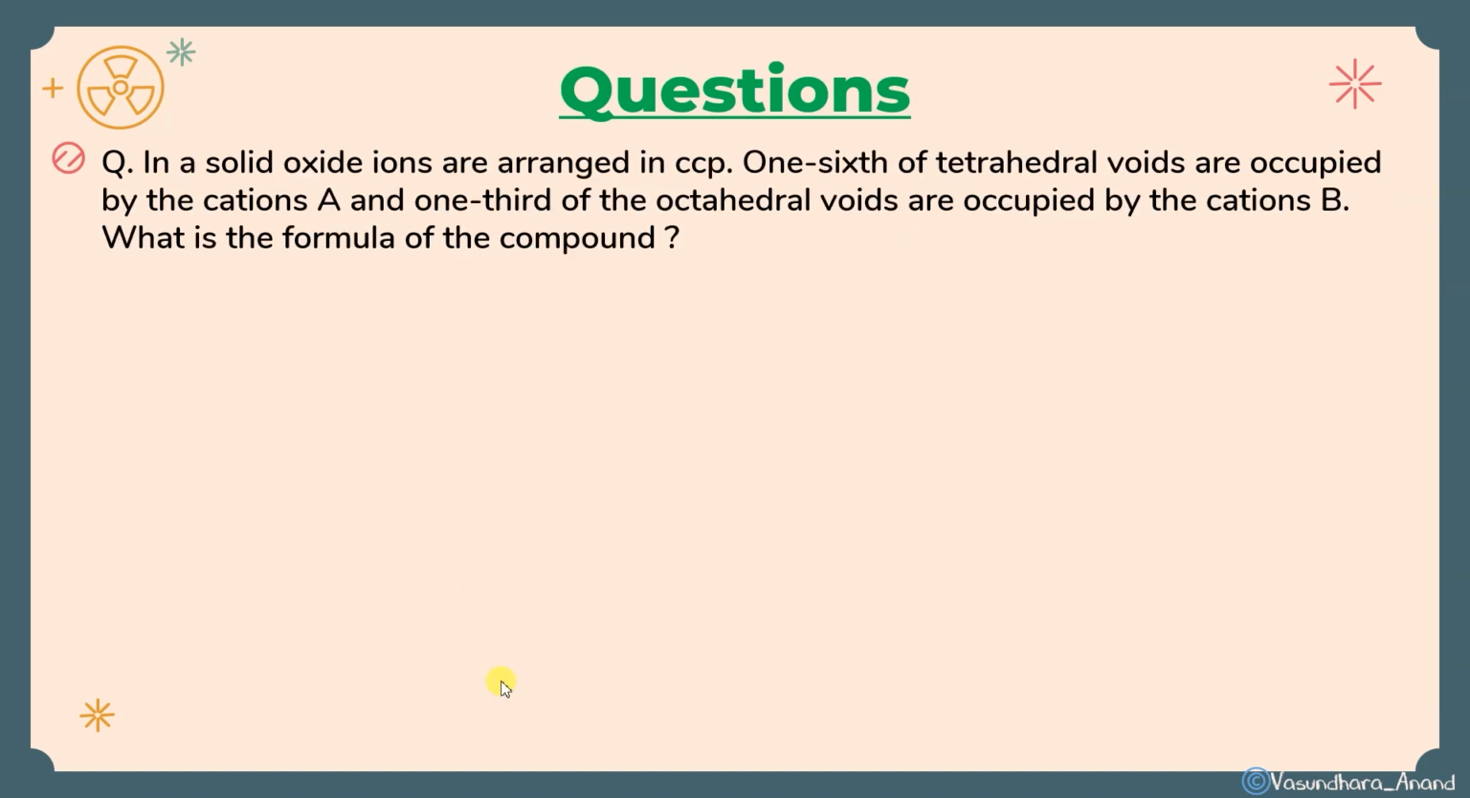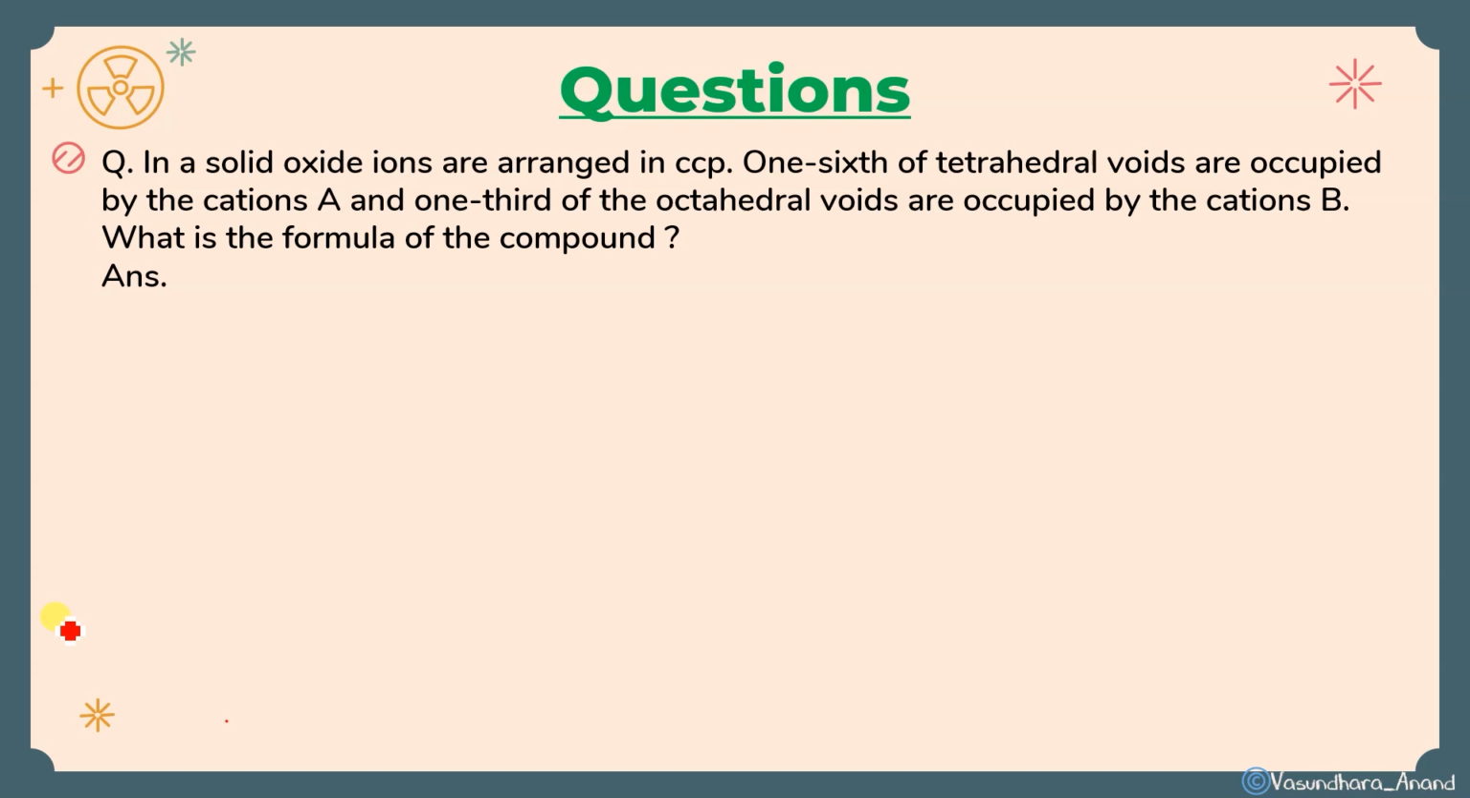Okay, so here is the next question: in a solid oxide, ions are arranged in CCP. Clear? So CCP, that means n is equal to 4. 1/6 of tetrahedral voids are occupied by cations A, so let me explain. Cations A, and 1/3 of octahedral voids are occupied by cation B. What is the formula of the compound?